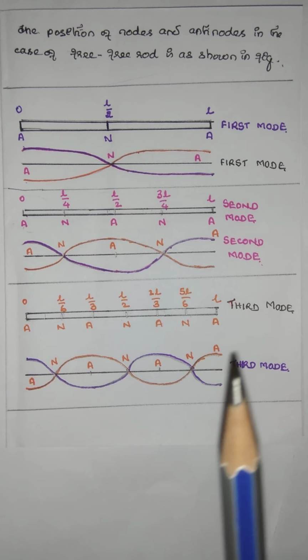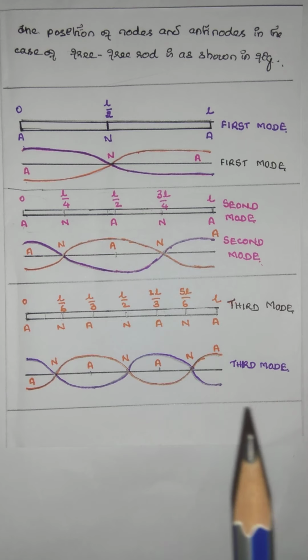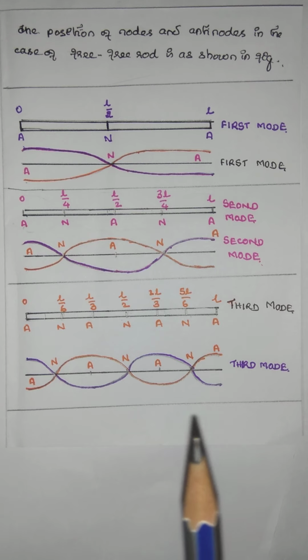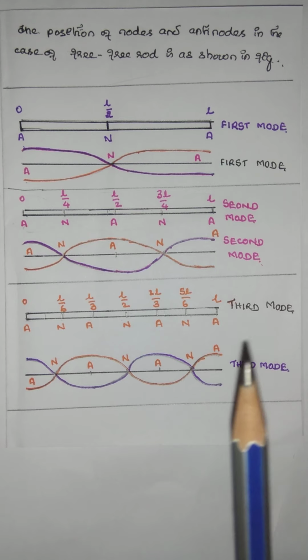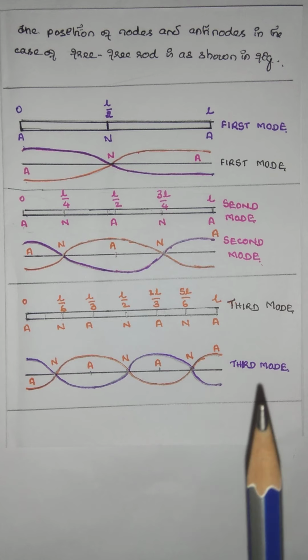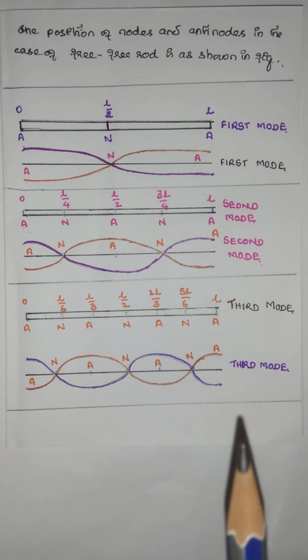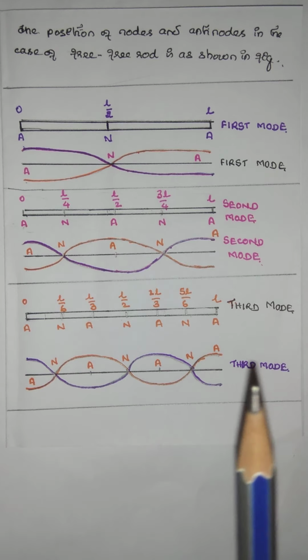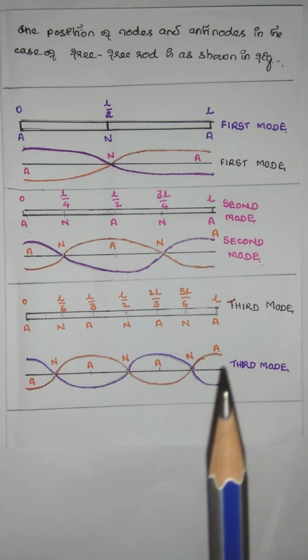Hence, the expression for the stationary wave is used to identify the positions of nodes and antinodes that are formed in the case of a rod which is free at both ends and which is not supported at any point of its contact.